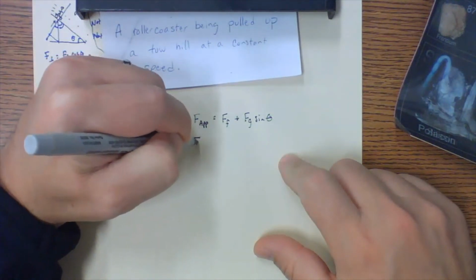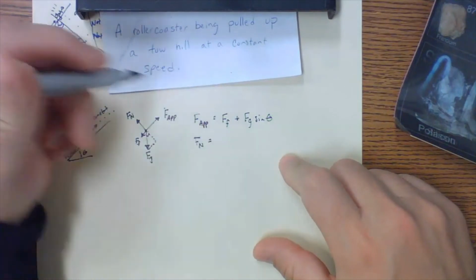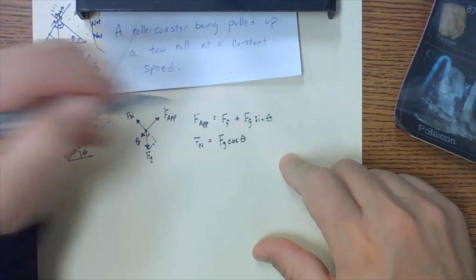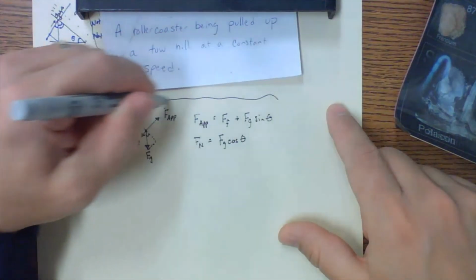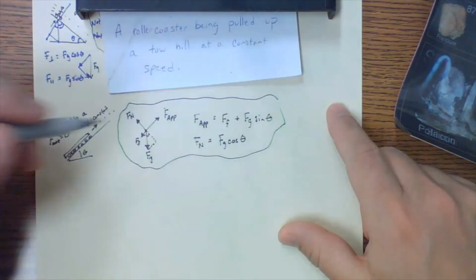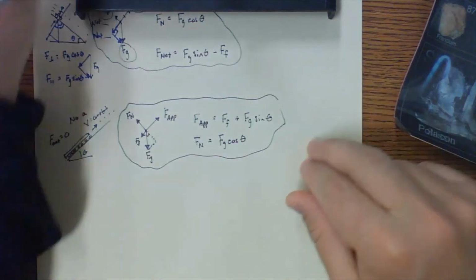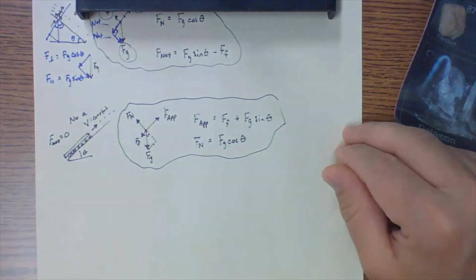Our force normal is just going to be equal to that FG cosine theta. Okay, and so there we have it, free body diagram with the two equations that we get from it. Okay, let's look at one other one.